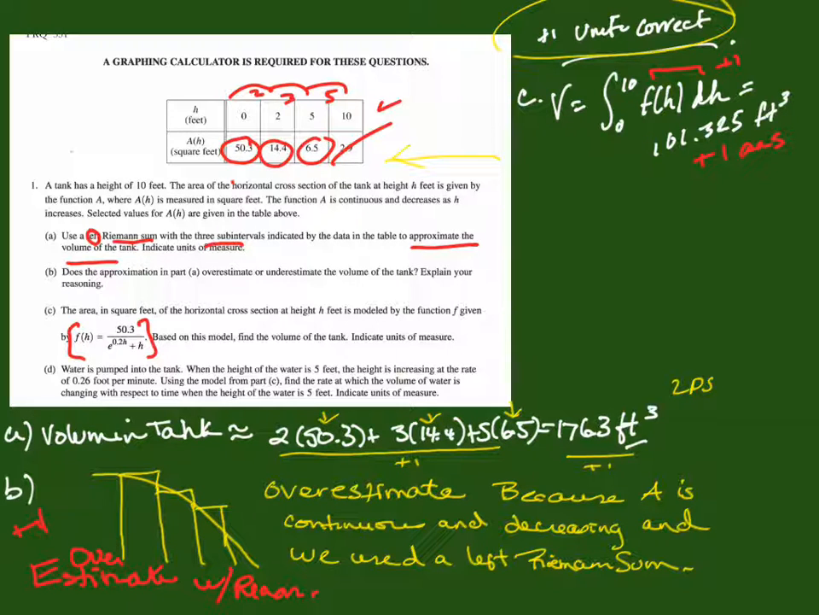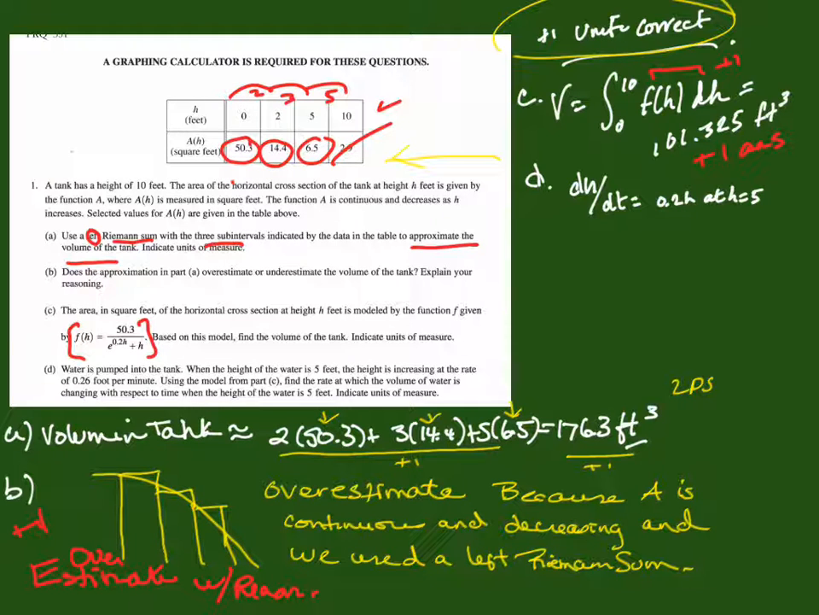And lastly, part D. Water is being pumped into the tank. When the height of the water is 5 feet, the height is increasing at the rate of 0.26 feet per minute. So guys, write down what that is. That's dH/dt, right? The height of the water, it's a rate, is increasing. So dH/dt equals 0.26 at h equals 5. So we can tell we're going to have a related rate.